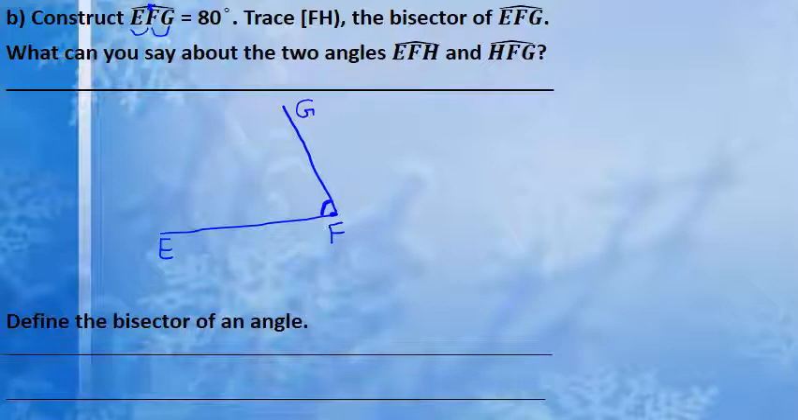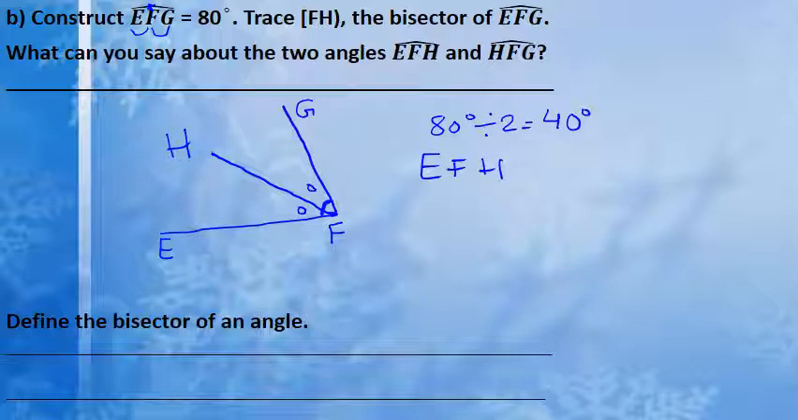Now we should trace FH, the bisector of EFG. Because the measure of the angle is 80 degrees, always to draw the bisector, we should divide the measure of the angle by 2. It gives us 40 degrees. We put again the protractor inside the angle, and we mark the 40 degrees. This is the bisector, which is FH. It's very important to put these two marks because the two angles EFH and HFG will be equal, because the bisector divides the angle into two equal angles.